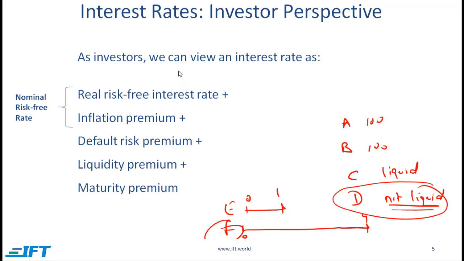So the sum of the real risk-free rate and the inflation premium is often referred to as the risk-free rate or the nominal risk-free rate. So if our real risk-free rate is 3% and the inflation premium is 2%, then the nominal risk-free rate is 5%. If you hear the term risk-free rate, then the assumption is that we are talking about the nominal risk-free rate.